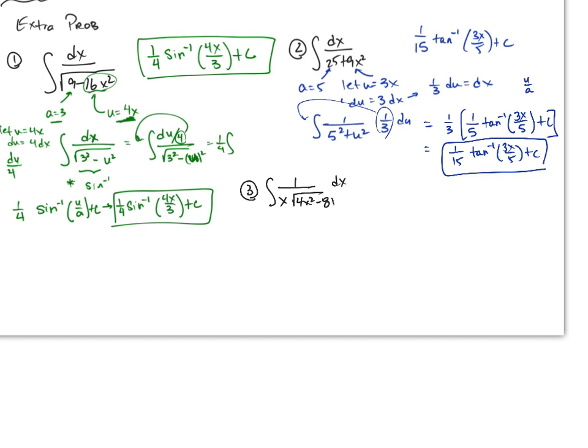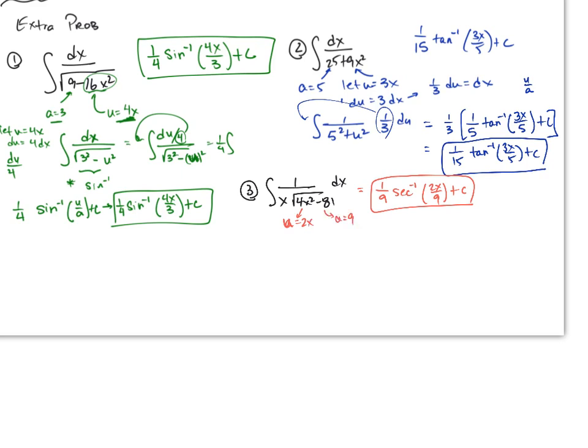All right, so you should have gotten, let's go back to red, 1/9 inverse secant 2x over 9 plus c. All right, let's explain how. This is my u, which is 2x. This is my a, which is 9.